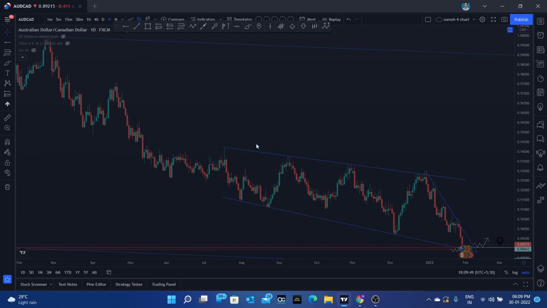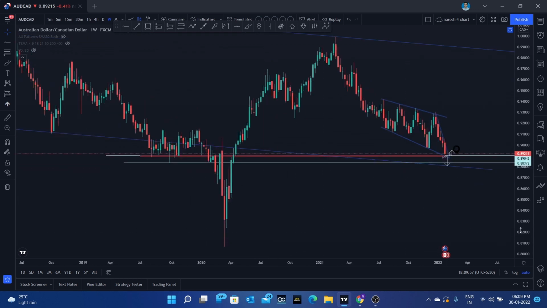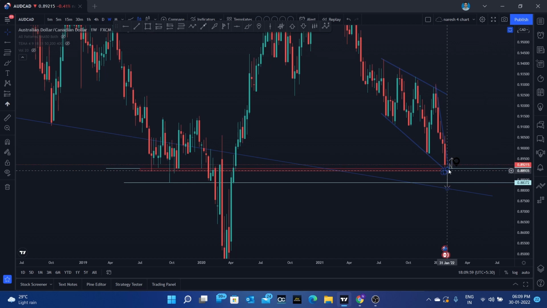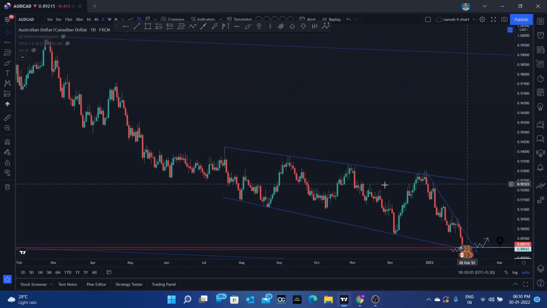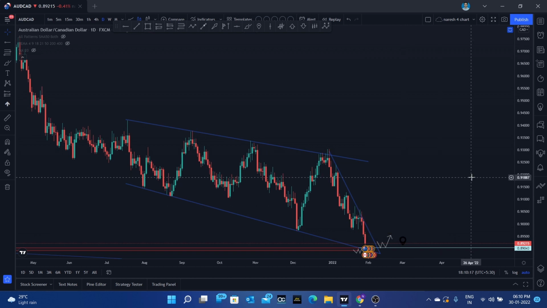Okay, I have drawn this area because you can see here we are having a good amount of support. So we can expect some kind of consolidation, at least. Even if it is going down also, it's not a problem, but at least we need to have some kind of consolidation. I have also made a note here: be careful with shorts. Already near the support trend line, you can take shorts only after a good amount of consolidation and a good break. So keep in mind, guys, it is already near the trend line.